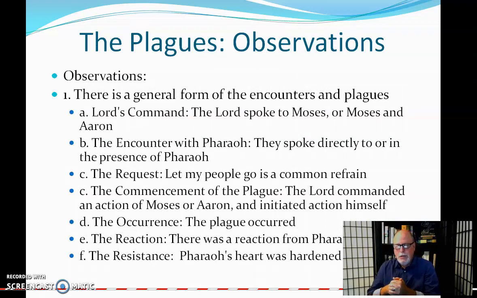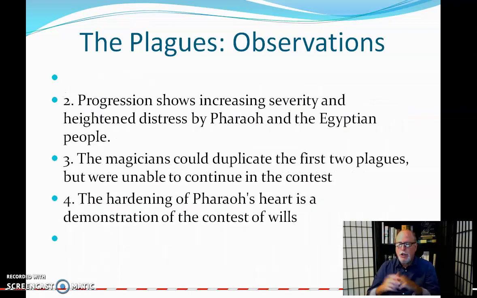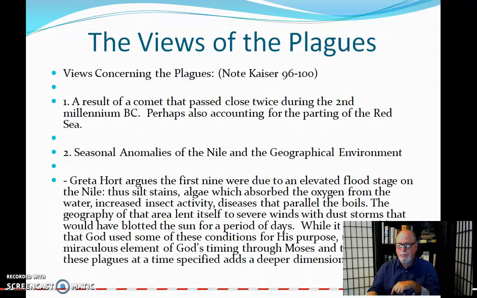Some observations about the plagues. There's a general form of the encounters in the plagues. There's the Lord's command to Moses. There's the encounter with Pharaoh, the request that is given, the commencement of the plague, the occurrence of the plague actually beginning, the reaction, and then the resistance. There is some commonality with all of the plagues in these observations. So the progression of the plagues shows increasing severity and increasing distress by Pharaoh and the Egyptian people. Interestingly, the magicians could duplicate some of the plagues, but were unable to continue in the contest.